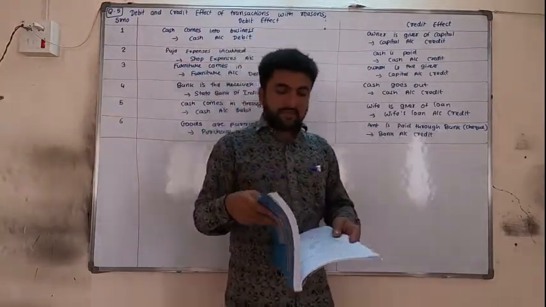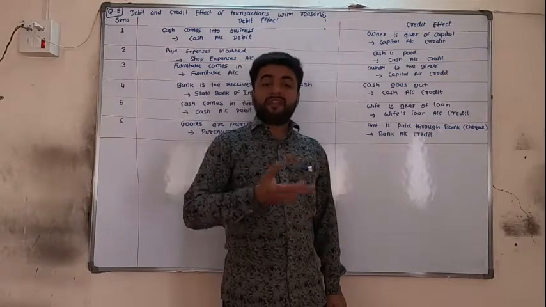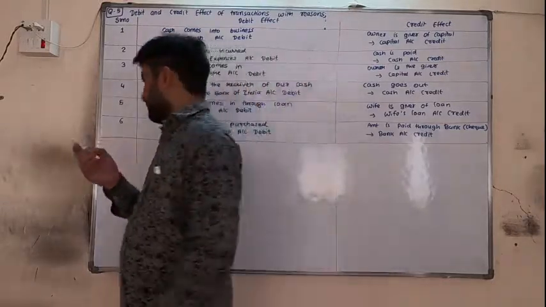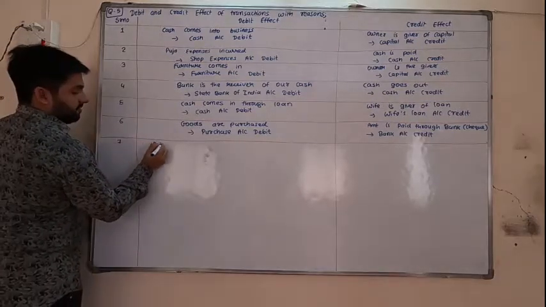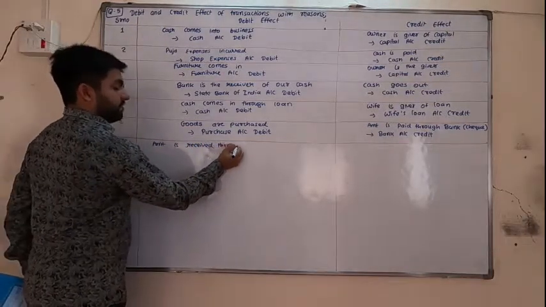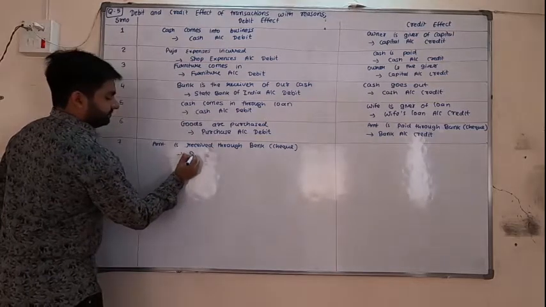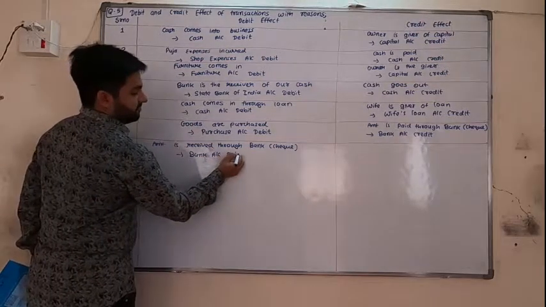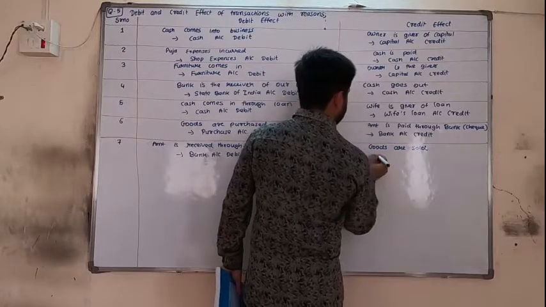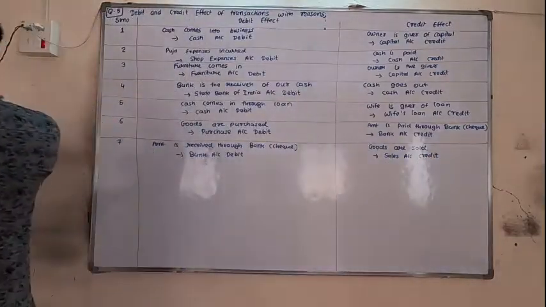Sales is made of 42,000 and the amount is received by check. Here, if the amount is paid by check, then bank is the giver, bank is credited. If we are receiving the money in the bank account, then bank is the receiver, bank is debited. Goods are sold, so sales is credited. Amount is received through bank check, bank account debit. Goods are sold, sales account credit.